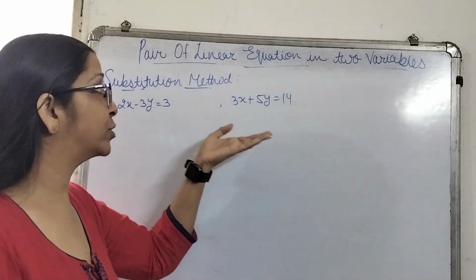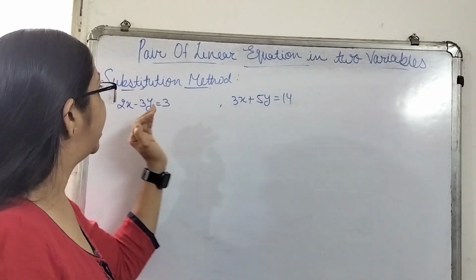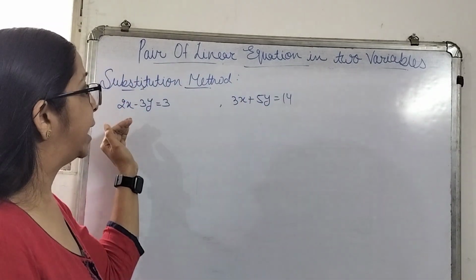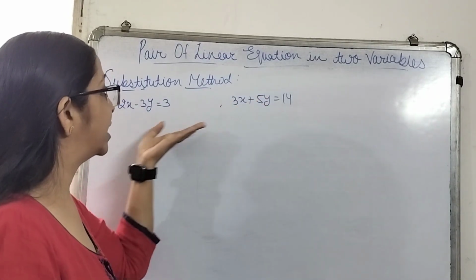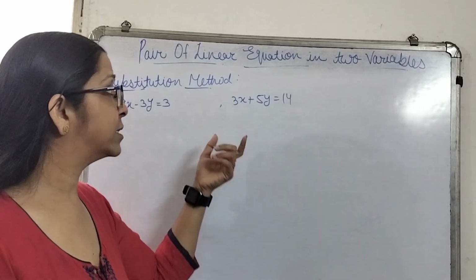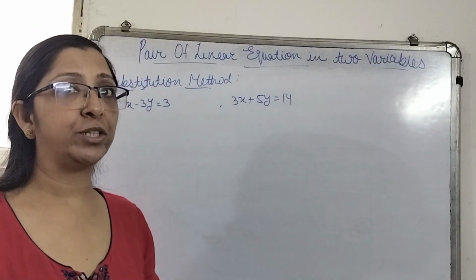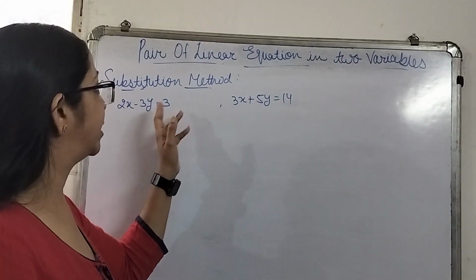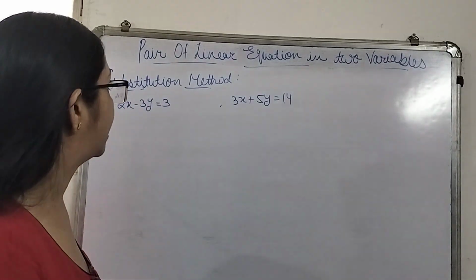That means if we keep the value of x here, the same value we keep over here, and the value of y which we keep here, if we keep the same value of y in this equation also, in both the cases your LHS will become equivalent to the RHS. That means it will satisfy both the equations, and that will be the solution for both. Means the values of x and y should be the same for both equations. Now let's understand by an example.